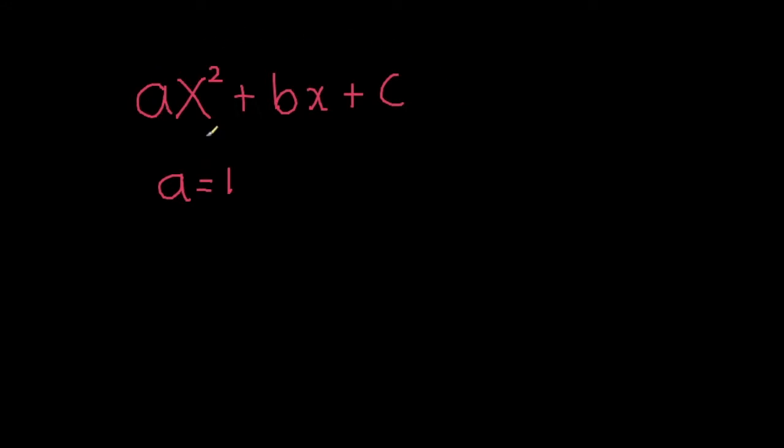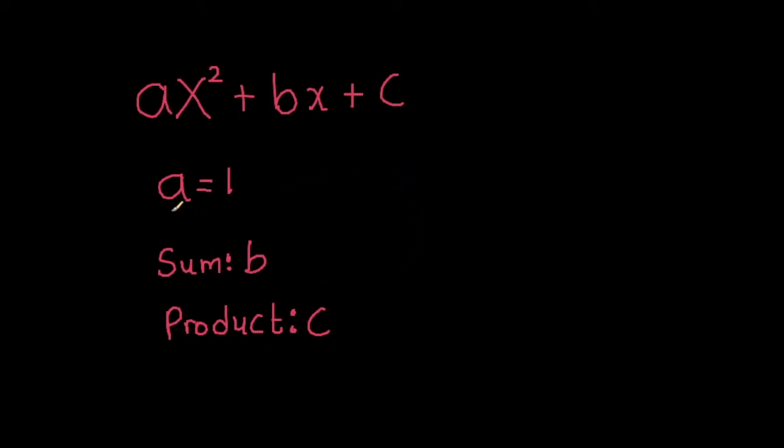in order to factorize this, all we've got to do is find two numbers that have a sum of b, which is basically the number in front of the x, and a product of c, which is basically the number that is by itself at the end. Okay, so that's when a is equal to 1. We have to find two numbers that meet those requirements.